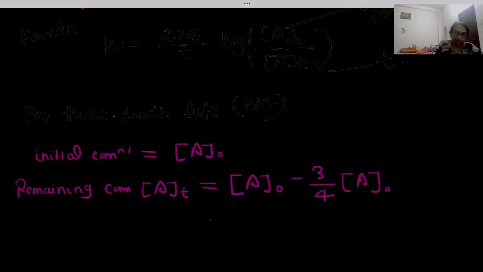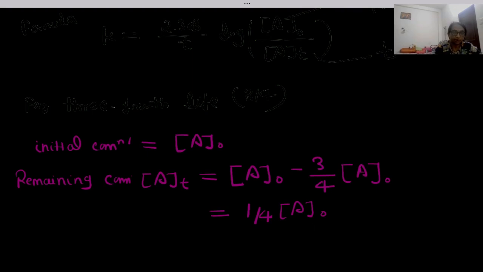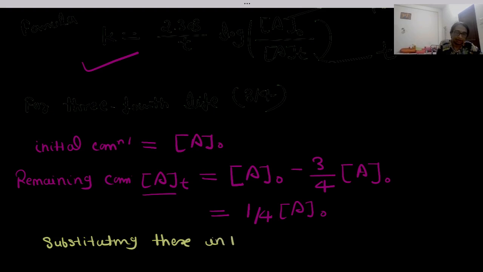So now simplify this equation, we will get 1 upon 4 of the concentration of A0. We have taken this here, so substituting this into the equation, we substitute this value into the equation.